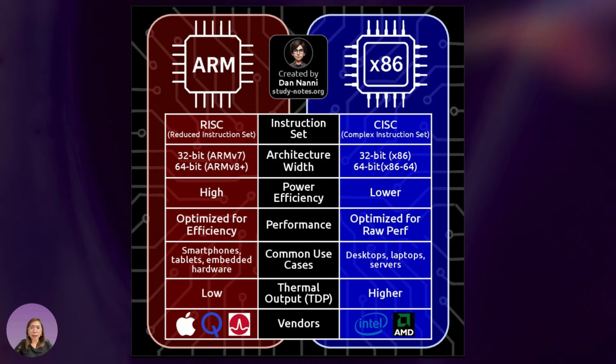So ARM is built for high power efficiency and generates low thermal output, making it a clear winner for smartphones and tablets. x86, in contrast, is optimized for raw performance, but this results in higher thermal output and requires more power, which is why you will find it more in traditional desktops and larger laptops.